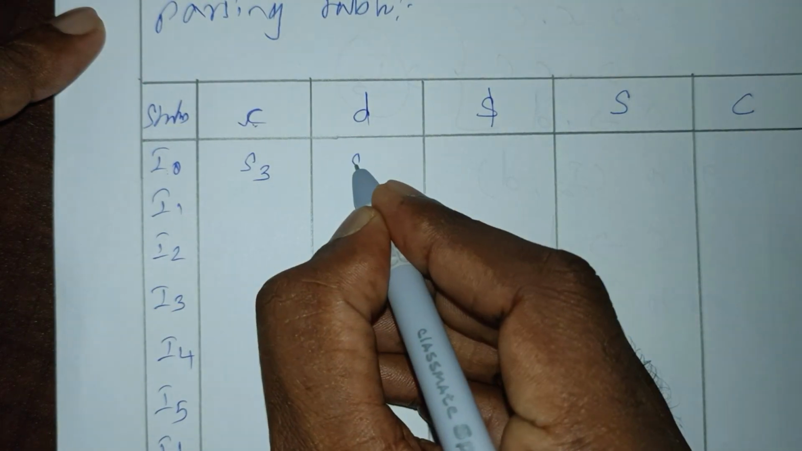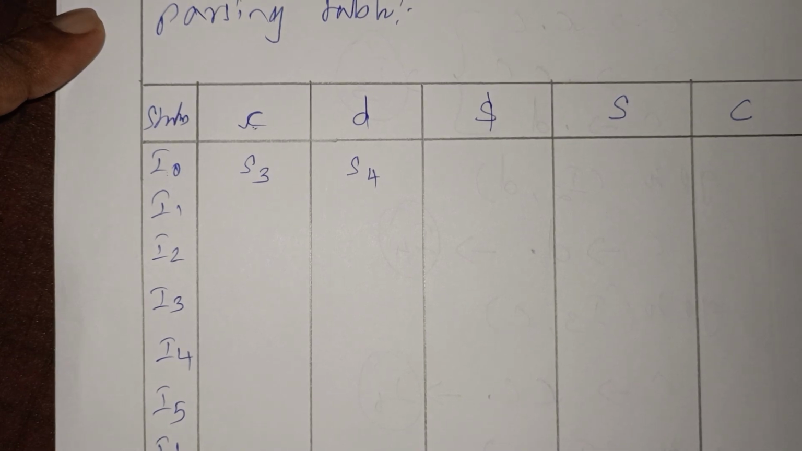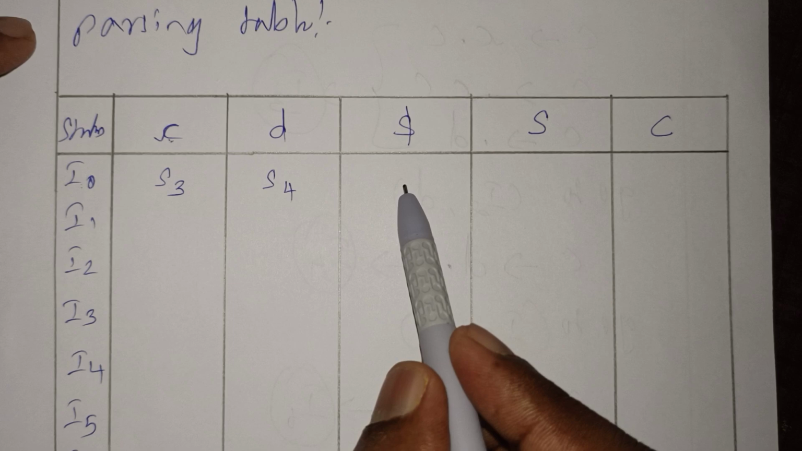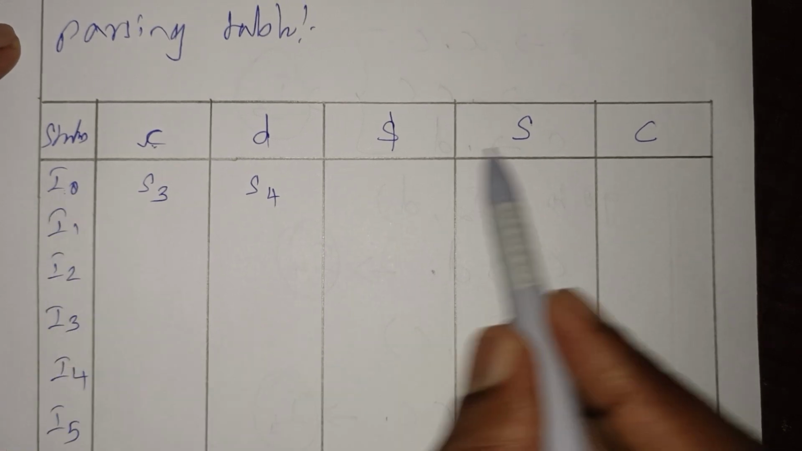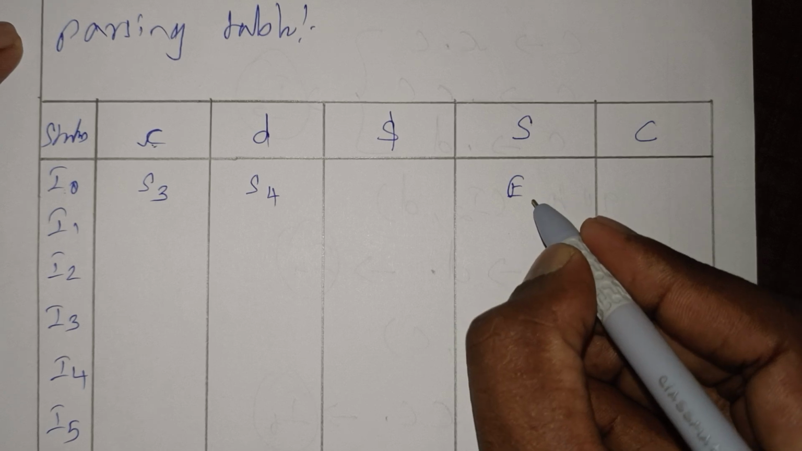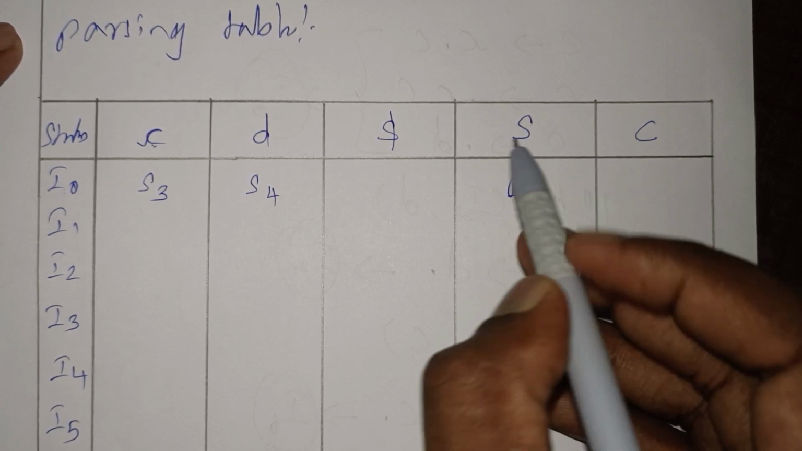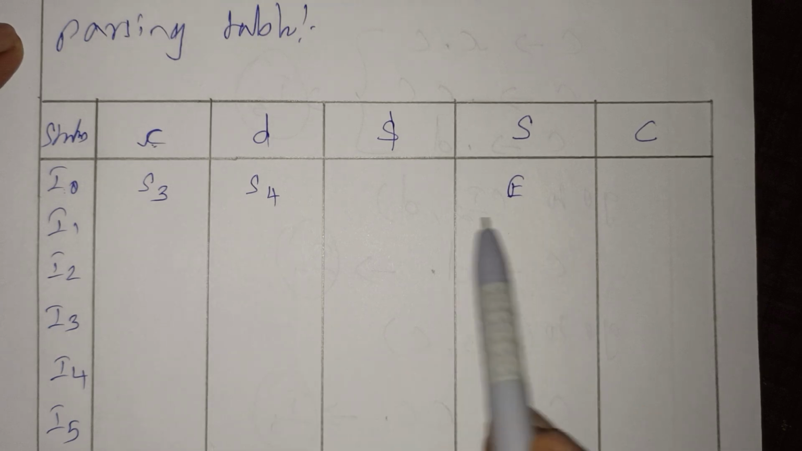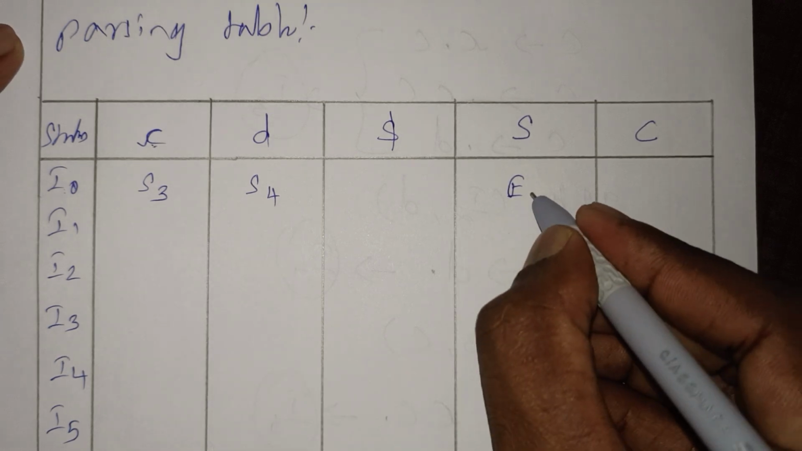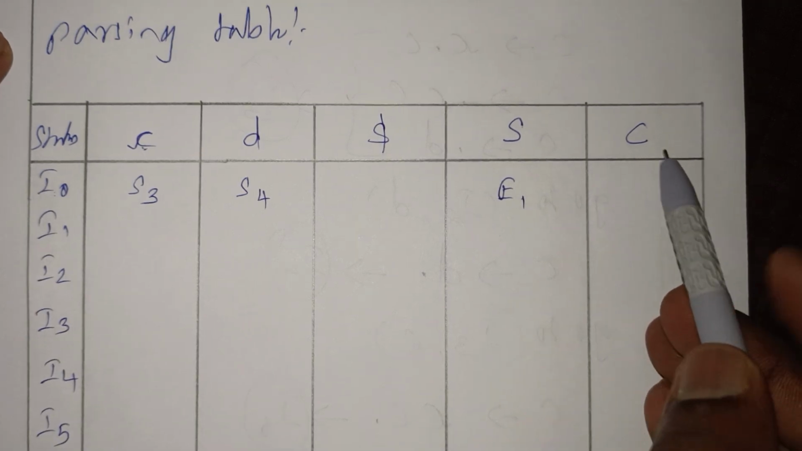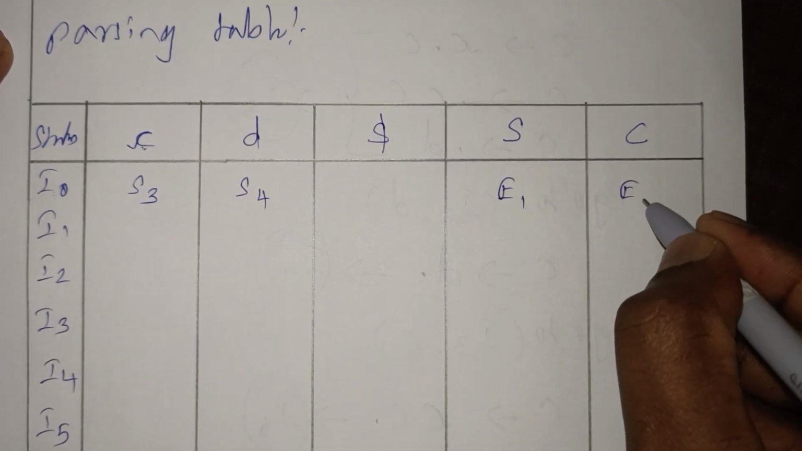In the similar way, for I naught comma small d, we get S4. Let us complete this: I naught comma dollar, there is nothing, and I naught comma capital S. So we have this symbol. You can represent a terminal and a non-terminal with S or E, A or B, whatever; that doesn't matter. The iteration we got is E1. I naught comma capital C, the iteration we got is E2.